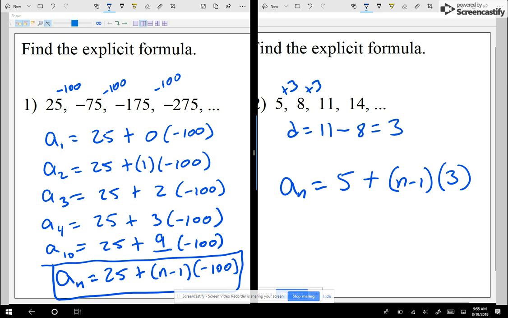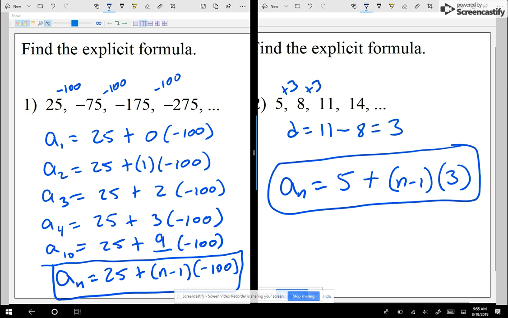I did negative 100 on question number 1 because the difference was negative 100. The difference in question number 2 is 3. And that's what we call the explicit formula. So all I do is, my first number here is my a sub 1, basically my first number. My number here is my difference. Use this for your notes.